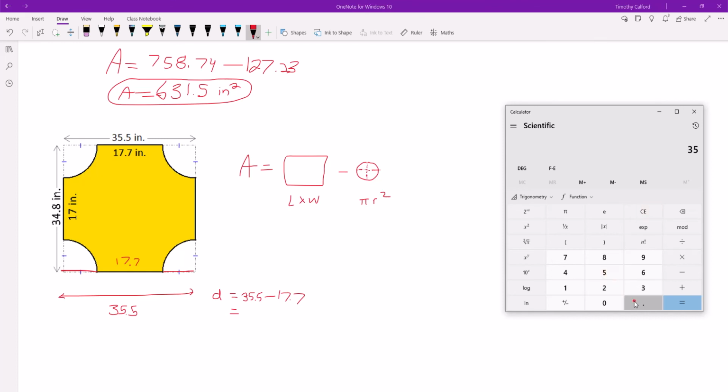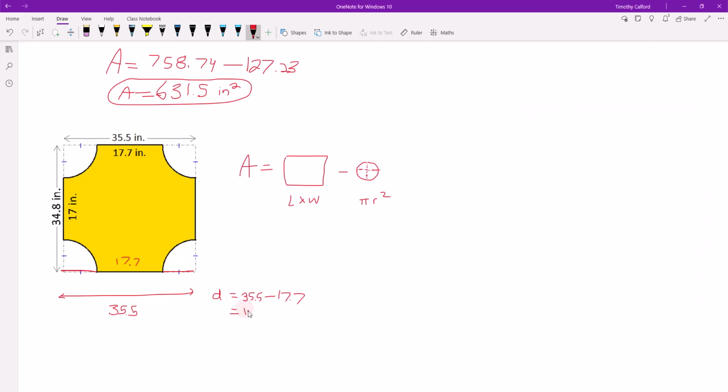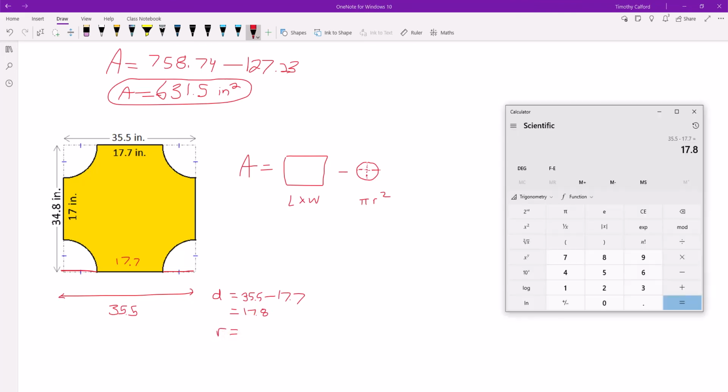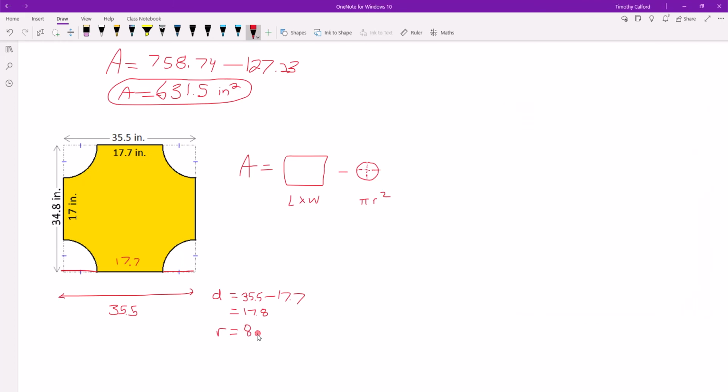So 35.5 minus that length across the middle, 17.8. So then the radius would be half that much. We could divide it by 2, get 8.9. 8.9 inches. So now we could calculate our area as the big rectangle, 34.8 times, sorry, 35.5.